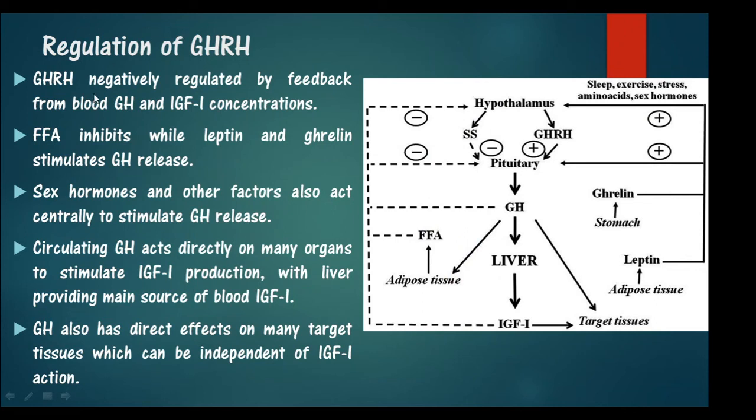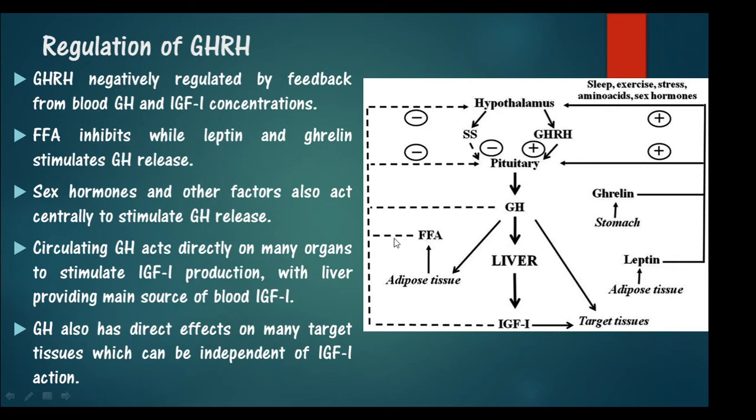So the regulation of GHRH: it's negatively regulated by feedback from blood growth hormone and IGF-1 concentrations. Free fatty acid inhibits while leptin and ghrelin stimulate GH release. Sex hormones and other factors also act centrally to stimulate GH release. So everything you can see over here. This is a free fatty acid, which produces a negative effect from the adipose tissue, and this is leptin also from the adipose tissue. Ghrelin from the stomach produces a positive effect on the hypothalamus and the pituitary.